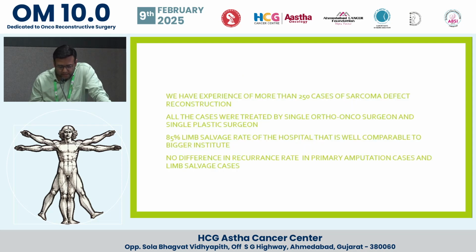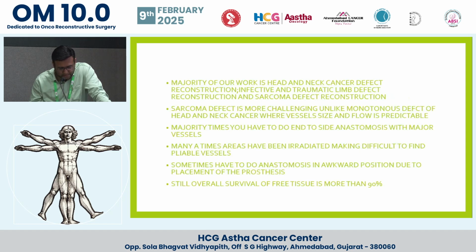So we have experience of more than 250 cases of sarcoma defect reconstruction by a single ortho-oncosurgeon and single plastic surgeon. We have an 85% limb salvage rate at our hospital, which is well comparable to bigger institutes. There is no difference in the recurrence rate between primary amputation cases and limb salvage cases. The majority of our work is head and neck cancer defect reconstruction, infective and traumatic limb defect reconstruction, and sarcoma defect reconstruction.